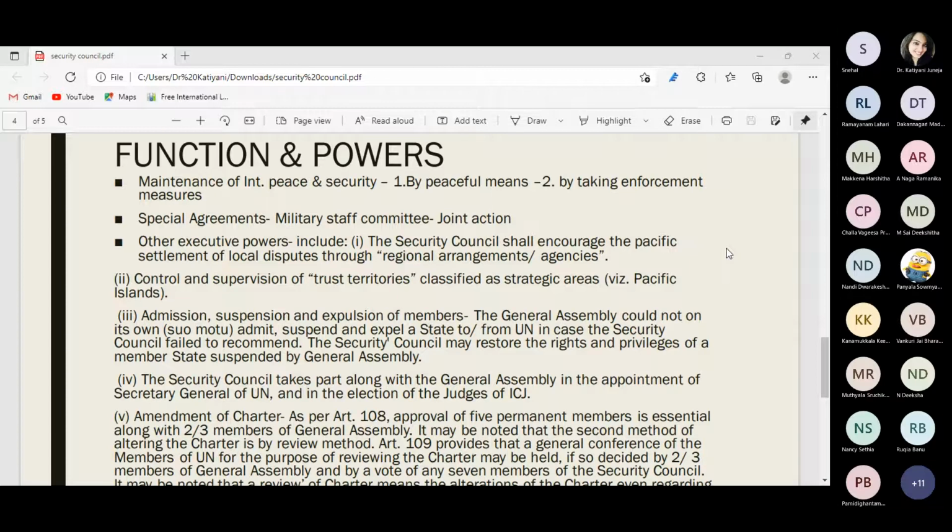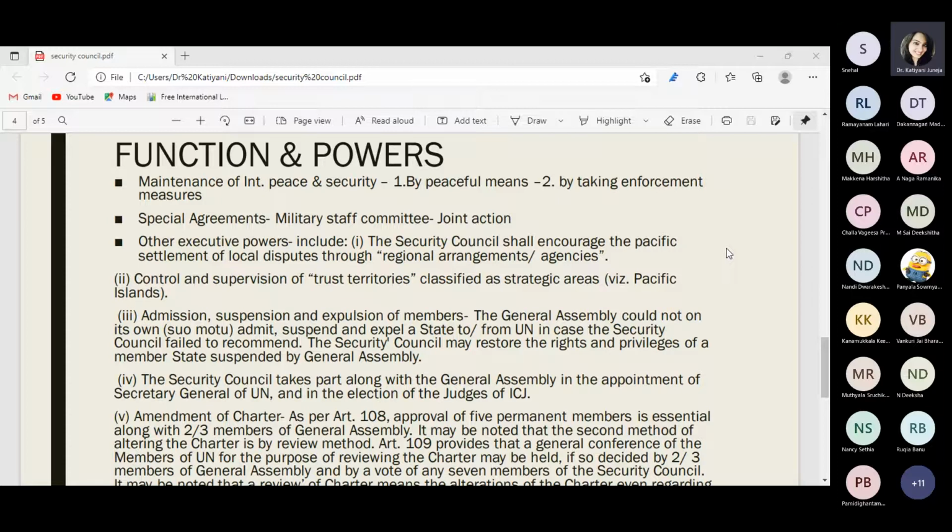Is it clear? Shall I move forward? Yes, class, am I audible? Did you understand this? Yes, class, are you there? Nobody is listening? Shall I move forward, bache? Yes, ma'am. Okay.